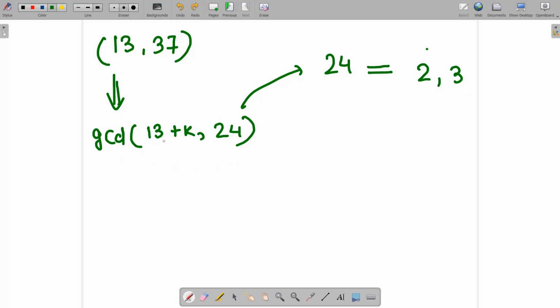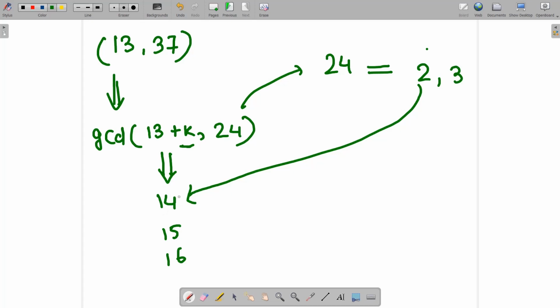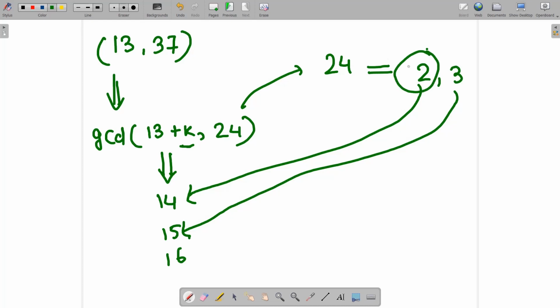Now you need to find the suitable k at which a prime factor of y minus x, which is 24, is going to divide this 13 plus k value. So either 2 can divide it or 3 can divide it. When you extend this value 13, the next value is 14, next is 15, next is 16. You can see 2 is going to divide 14, and similarly 3 is going to divide 15. So for 2, you can extend 13 to 14 only.